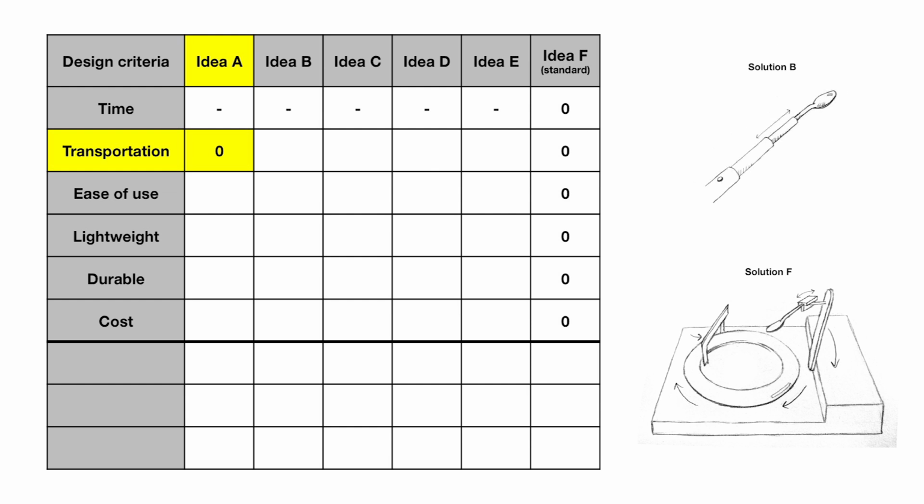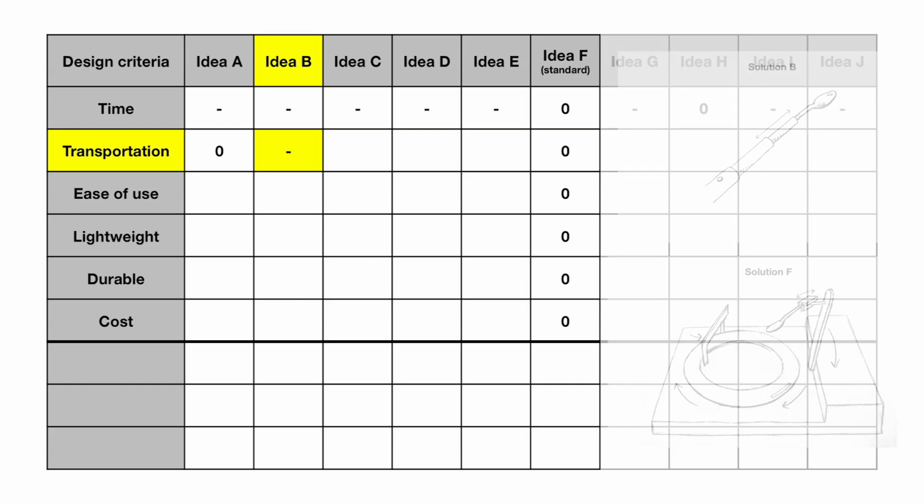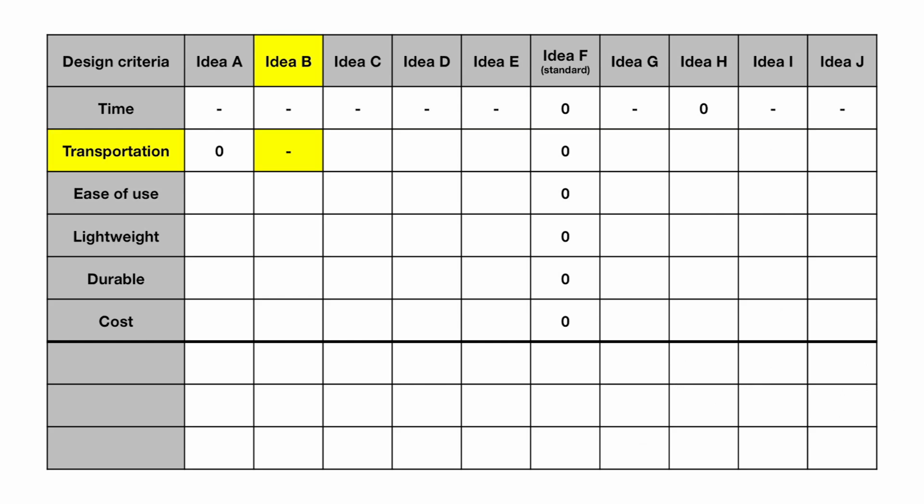So let's consider solution B and ask the question, is solution B better, worse, or about the same as solution F? Now, with this telescoping function, it may be a little jumpy as it retreats, bringing the food from the plate to the mouth. So we might expect that less food would be transported relative to solution F. Therefore, we assign solution B as a minus. We can continue for the design criteria of transport and fill in the remainder of the Pugh matrix with plusses, minuses, and zeros. In the interest of time, let's skip down to the design criteria of lightweight.